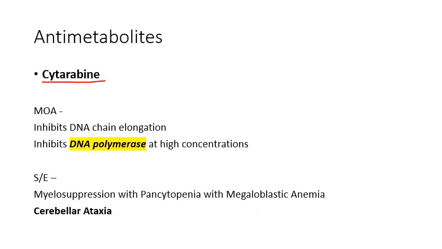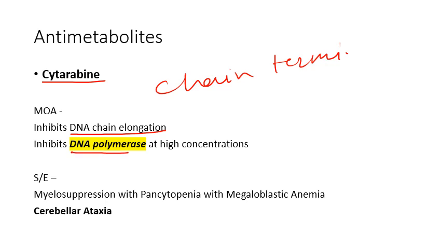The next drug is cytarabine. Cytarabine inhibits DNA chain elongation. It causes something called chain termination. At high concentration, it also inhibits the enzyme DNA polymerase, hampering DNA replication. Its main side effects are myelosuppression with pancytopenia and megaloblastic anemia, and a very specific side effect for it is cerebellar ataxia.